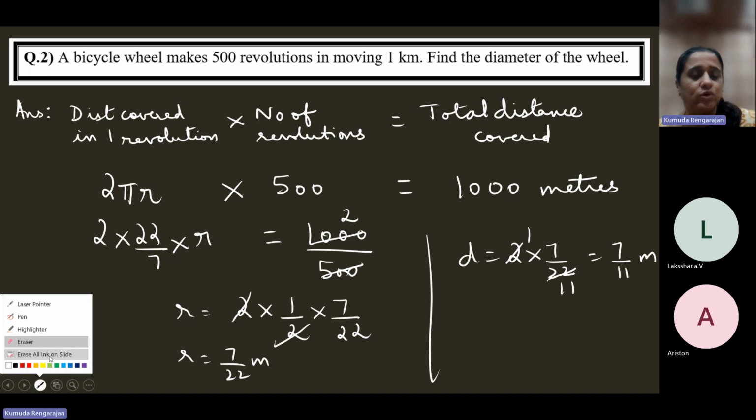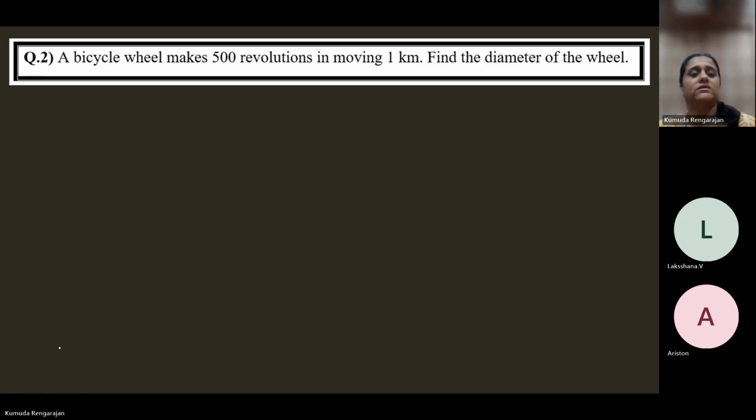Tell me, I'm going to clear the screen and work this again. So tell me the formula first. Ma'am, I have a doubt. Converting kilometers into meters. 1 kilometer is 1000 meters. Yes, ma'am, but why can't we solve it keeping 1 kilometer instead of converting it into 1000 meters?